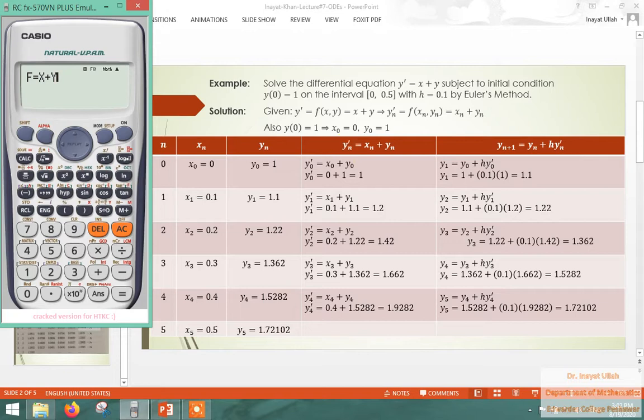Now close this function. How could you close this function? By inserting this colon sign, and this colon sign will be displayed by pressing alpha and this button. So that is the first function that we have written in this display. Now we need to write this second equation, which is actually Euler's technique, Euler's formula.